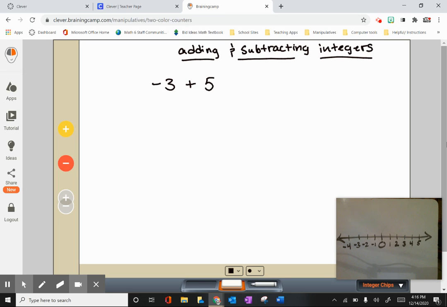Hello, I want to show you guys how to add and subtract integers using counters and also seeing it on a number line. So when we're dealing with integers, all these numbers either are going to be negative or positive, or neither, which would be 0. But they will always have a sign in front of them, even if it's not written. Like in this example, I know that this 5 is positive 5, even though the sign's not there. So negative 3 plus 5 is the same thing as just saying negative 3 plus positive 5.